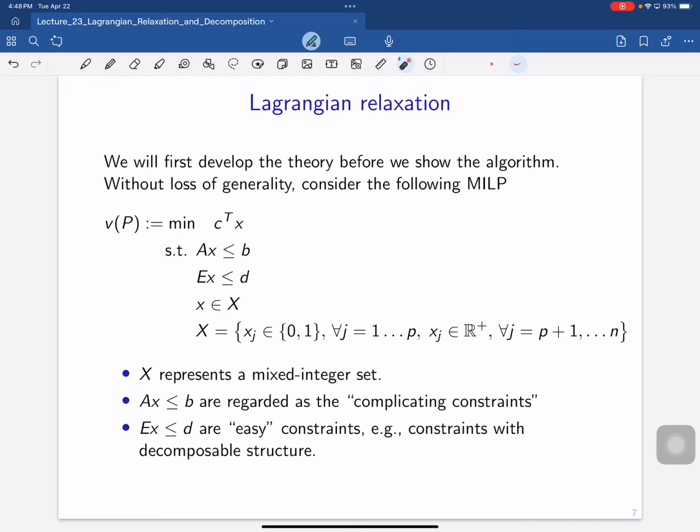I guess I'm still confused on how we identify what's complicated and what's an easy constraint.